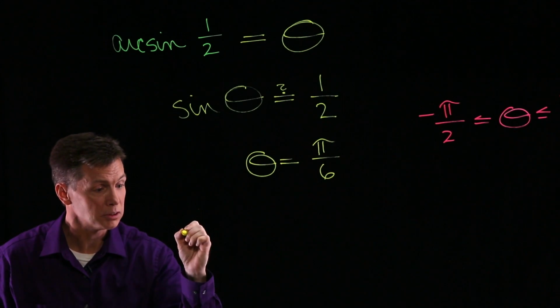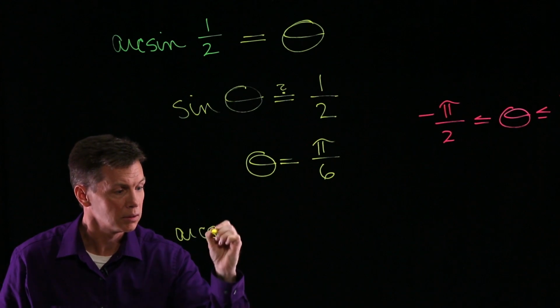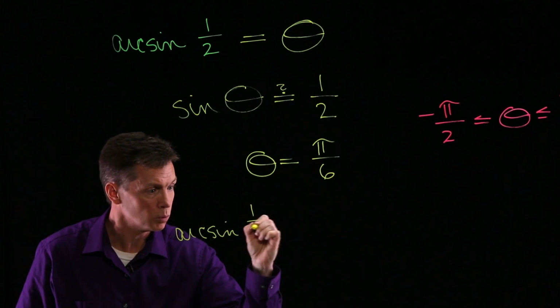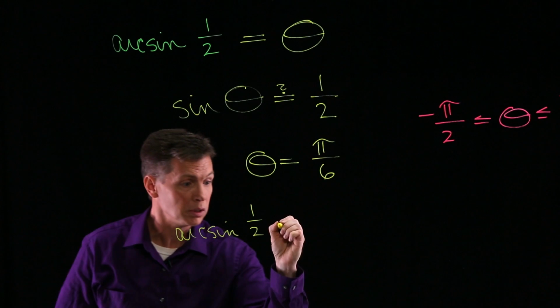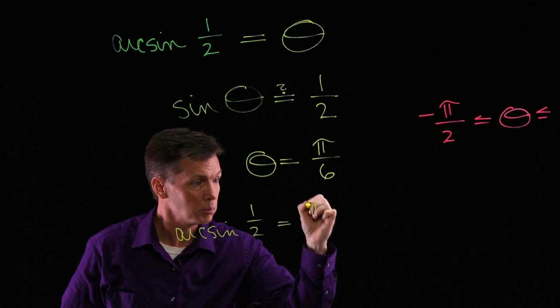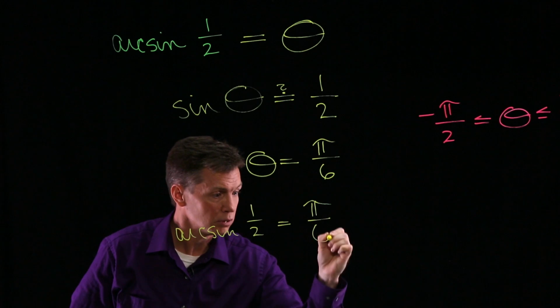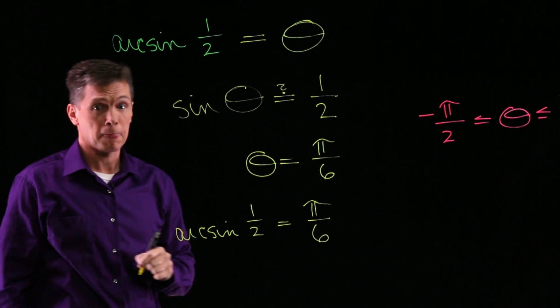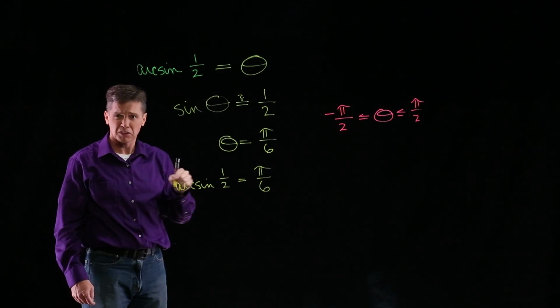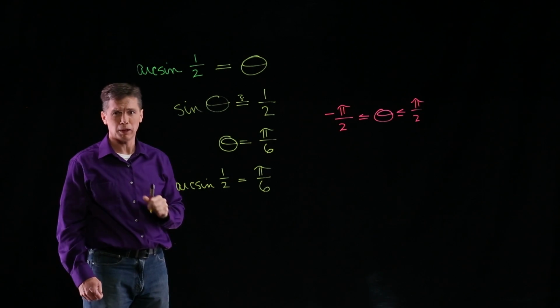Therefore, my final answer here is that the arc sine of 1/2, that's what they asked me for, that equals pi over 6. Your answer is the angle. Okay? Use that thought process in the other problems like this, and it should serve you well. All right?